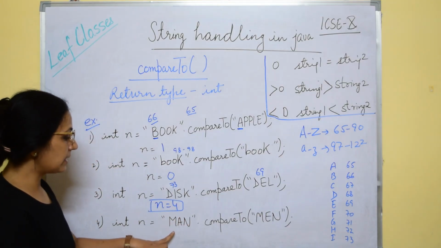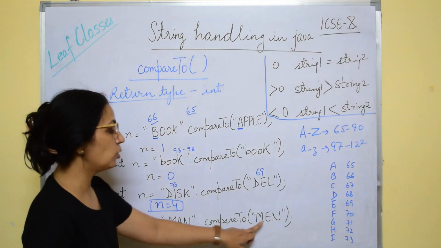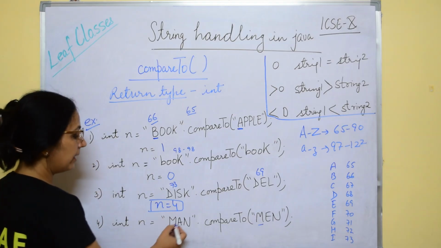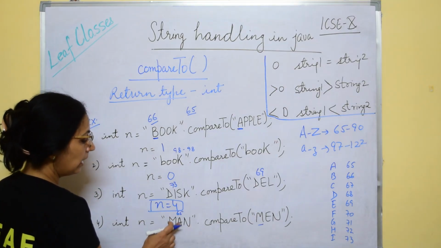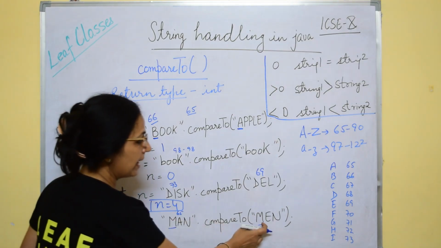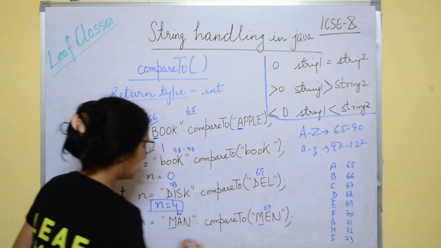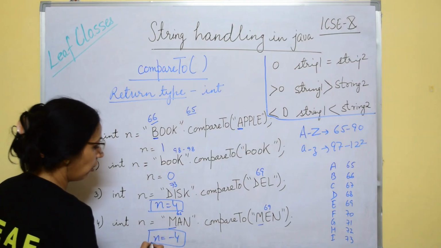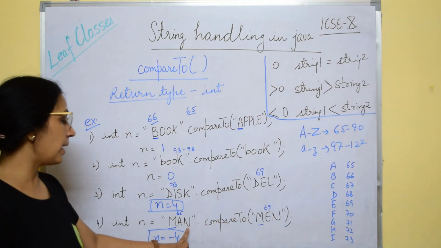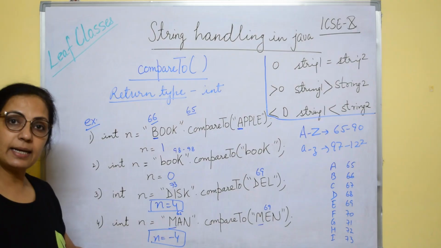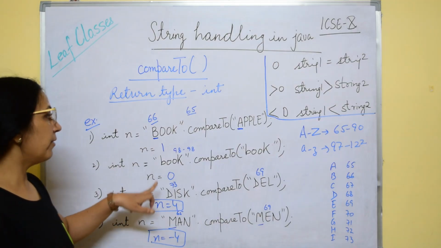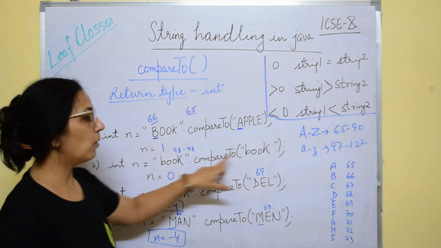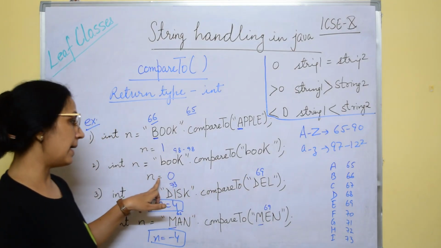Now move on to the next example, man dot compare to men. The ASCII values of M and M will be the same. Then we move on to the second character. A is 65 and E is 69. So 65 minus 69, this is minus 4. So where the first string is smaller, we are getting the answer in negative. Where the first string is bigger, we are getting the answer in positive. Where both strings are exactly the same, the answer is 0.